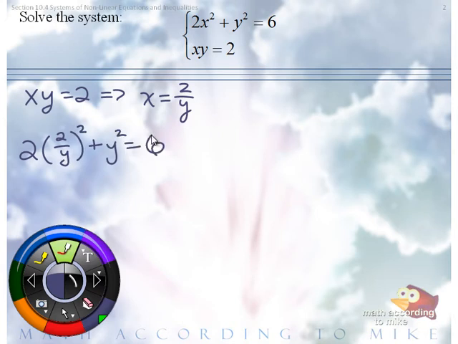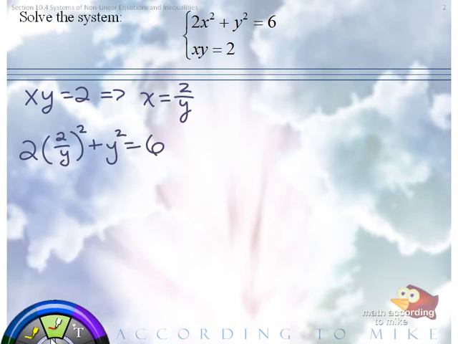Everything else copies down. Now notice we have an equation of just y's. Let's square out that 2 over y. We'll get 2 times 4 over y squared plus y squared equals 6. Two times 4 over y squared would be 8 over y squared.